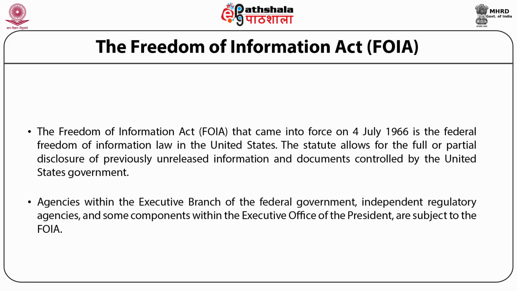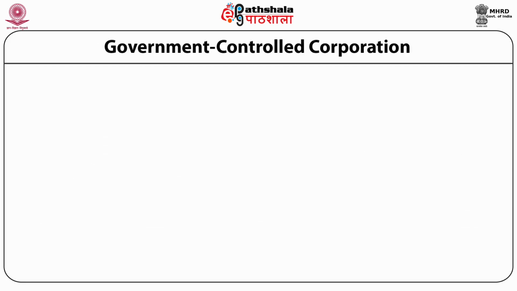Agencies within the executive branch of the federal government, independent regulatory agencies, for example, FEMA, the Disaster Management Agency, for example, or the EPA, the Environment Protection Agency in the United States, and some components within the executive office of the president are subject to the Freedom of Information Act. So you can make freedom of information requests in the United States to the executive branch of the US government, to independent regulatory agencies, for example, right? Now, government controlled. What does that mean?